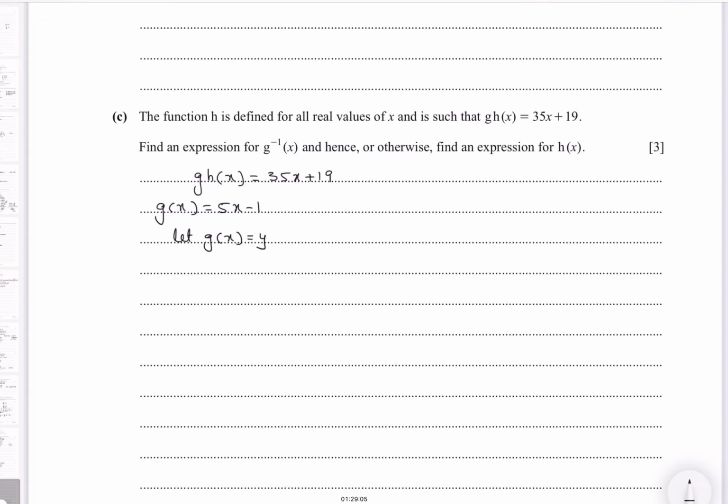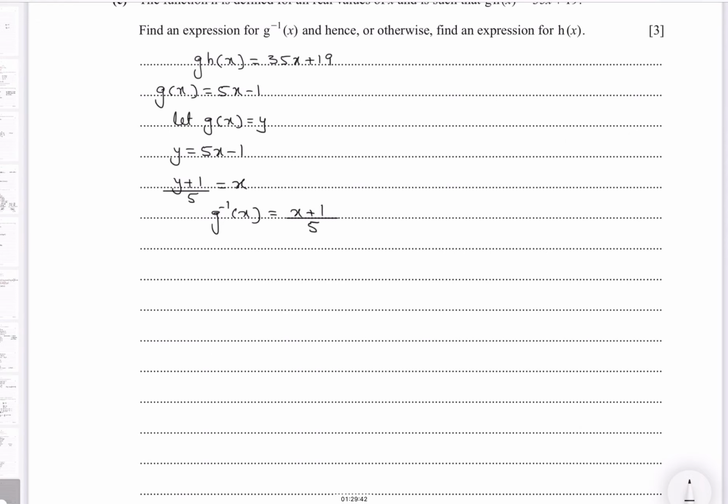So let g of x be equal to y. Now write it in terms of y: y equals 5x minus 1. Now make x the subject. So you have got g inverse of x is equal to, replacing y by x, (x plus 1) over 5.